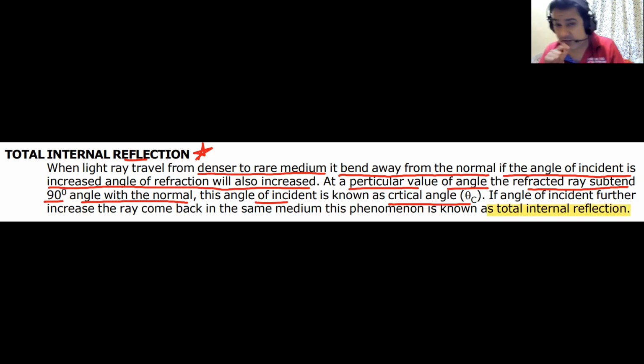Yes, sir. I will give you a minute to note it down, and after that I'll show you a diagram where it will be clear what is total internal reflection. Just again I repeat it. When the light goes from denser medium to rarer medium, it bends away from the normal. If I increase the angle of incidence, angle of refraction also increases. At one particular angle of incidence, angle of refraction becomes 90 degrees. This angle is known as critical angle. If your angle of incidence is more than the critical angle, light will not be refracted. Light would come back into the same medium. This is known as total internal reflection. 1 minute to note it down.